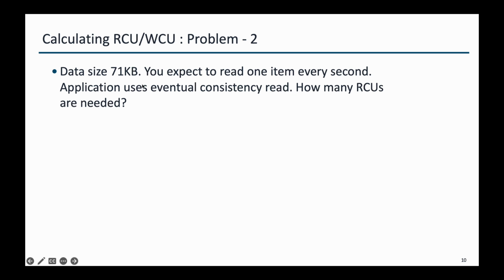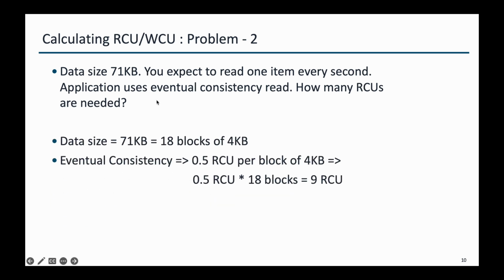So 71 KB means that we have 18 units or 18 blocks of 4 KB data. 18 into 4 is 72. So 18 blocks, and each block requires 0.5 RCUs. So you will need 18 into 0.5, that is 9 RCUs here. The calculation is shown here: 18 blocks of 4 KB. Eventual consistency indicates that you will need 0.5 RCU per block. So 0.5 RCU into 18 blocks equals 9 RCU. So that is the second problem.